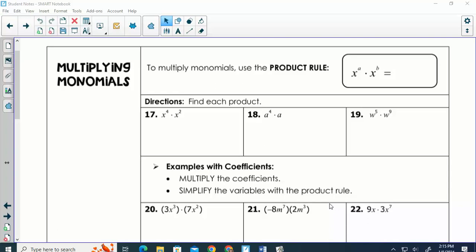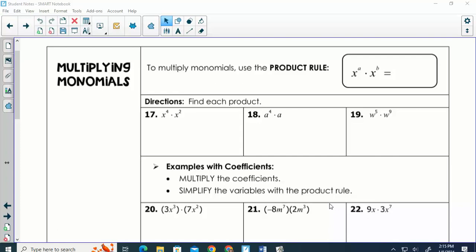We talked about adding and subtracting monomials. And we said we were able to add or subtract if they were like terms. And like terms meant same variables with the same exponents. If the variables or exponents didn't match, then we couldn't combine them.